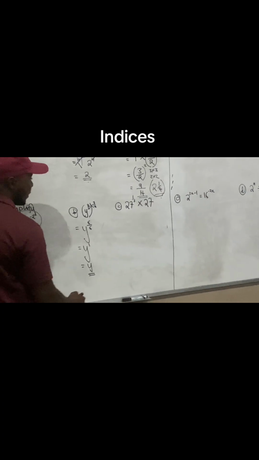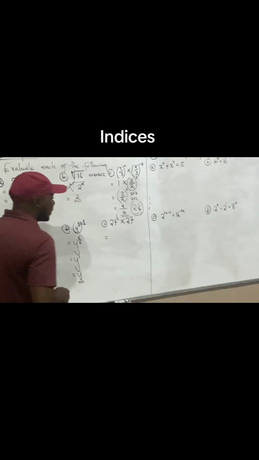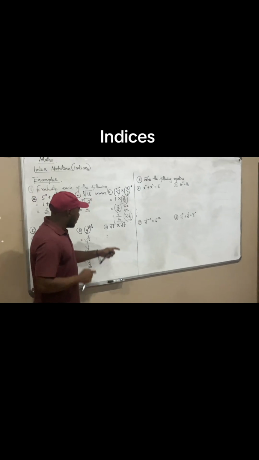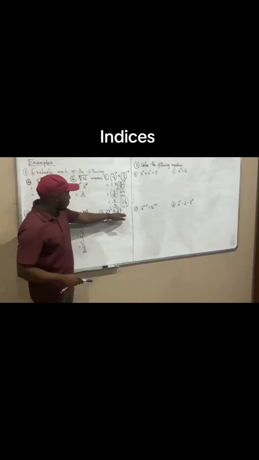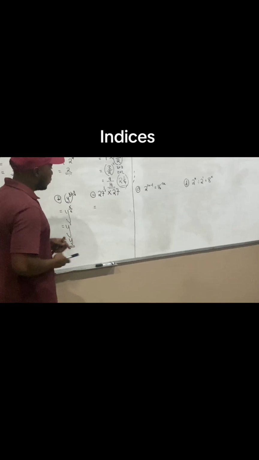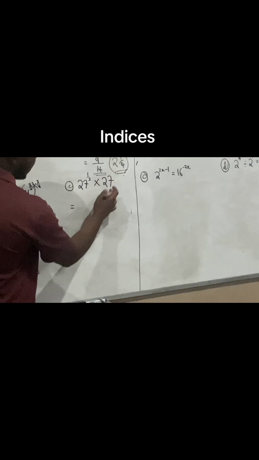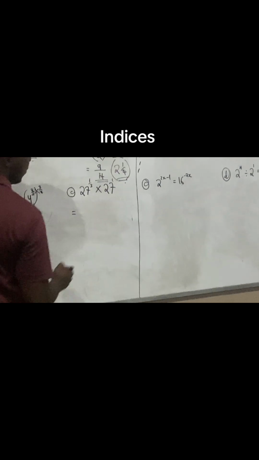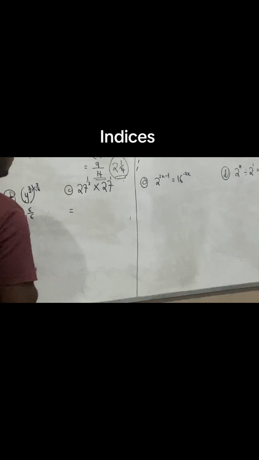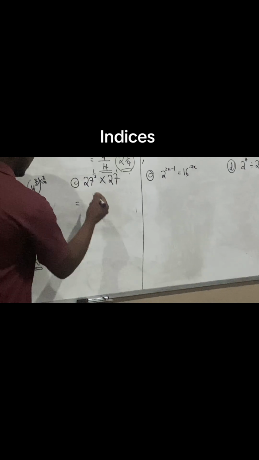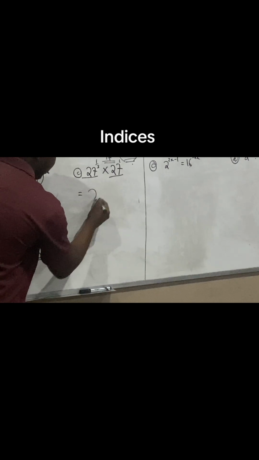That's my final answer. Then C, looking at this one, I have also 27 and 27. These bases are the same. The 27 is just alone because it is any number with power 1. Since these bases are the same, I'll get just 1 like this.